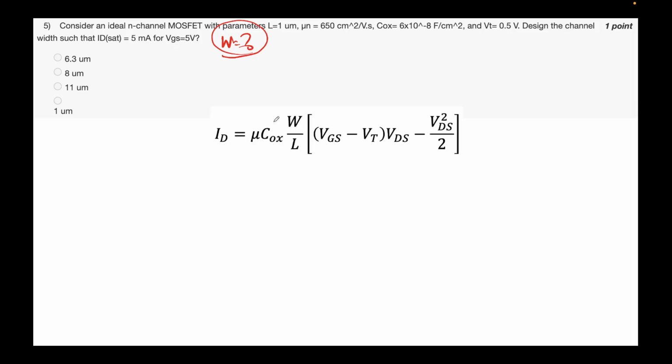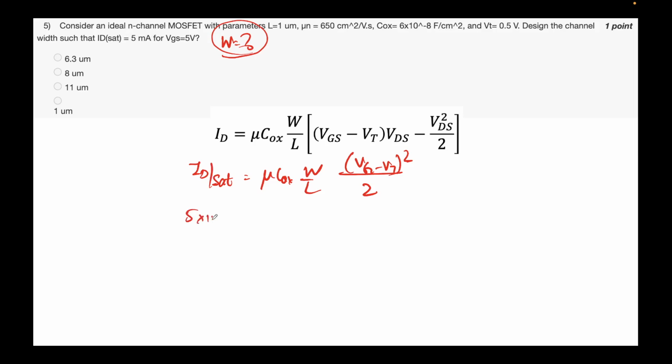So I told you this is the expression. When we are operating in saturation, you can simply replace VDS with VDS sat, which is VG minus VT. So we can write (VG minus VT) whole square by 2. Please note that in this problem VD is not given explicitly, but we are given that the saturation current should be this much. Okay, let's put the values.